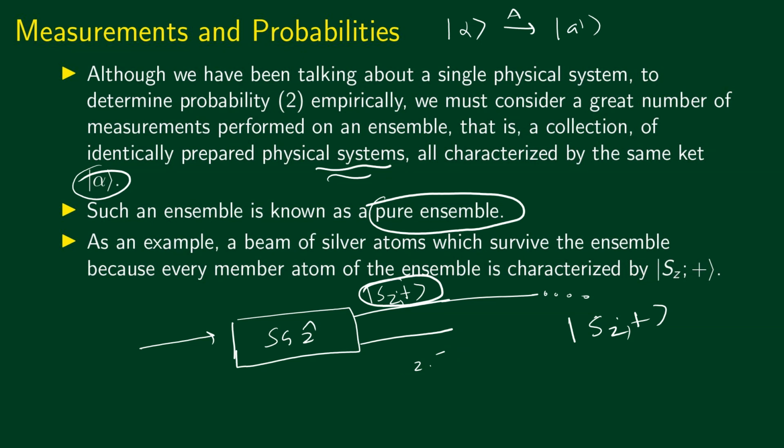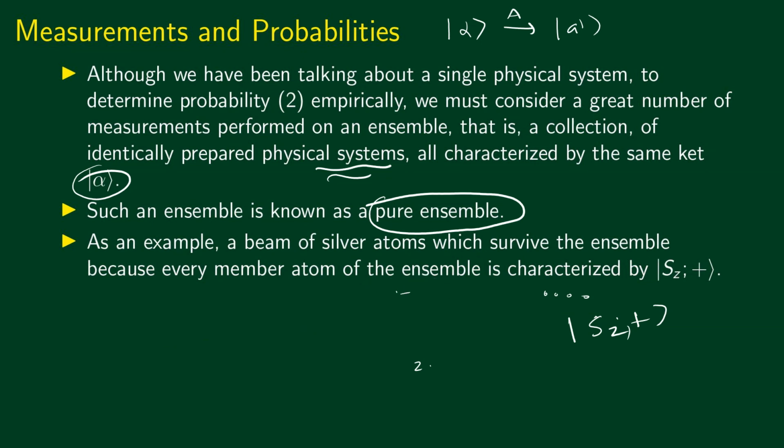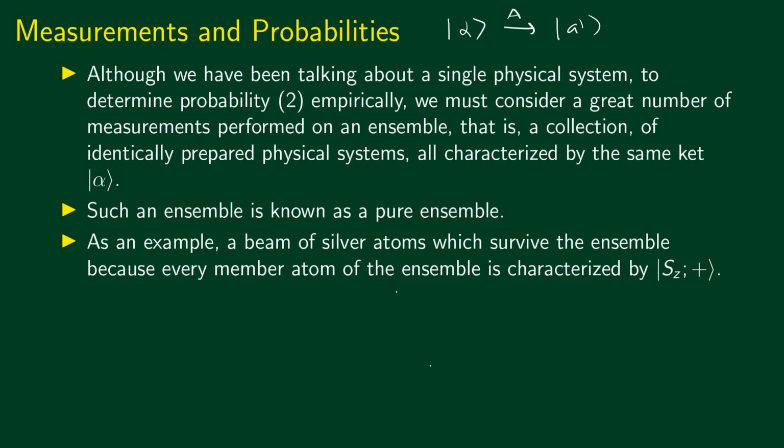So we have talked about this measurement and probabilities. We see that probabilities enter into quantum mechanics in a very fundamental manner. It's because of superposition that we need probability. And if superposition is a fundamental fact of nature, then this probabilistic type of description cannot be avoided.